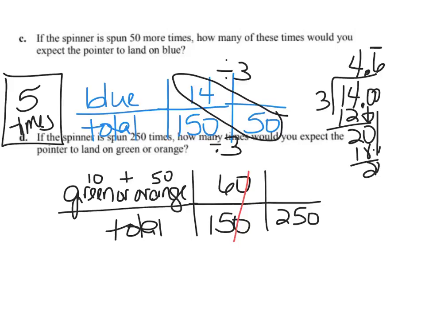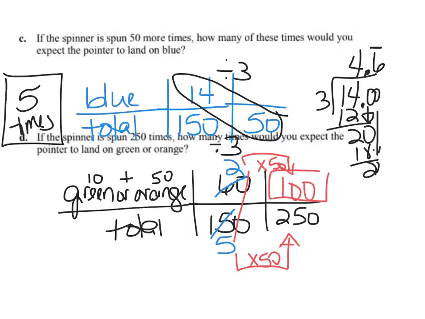Now we have 6 over 15. I could still make it smaller, right? I could still simplify it. So we could divide it by what in this case? By 3. So if I divide this by 3, this becomes 2. If I divide this by 3, it becomes 5. So now can I find a scale factor? Yeah, by 50. So 5 times 50 is 250. And 2 times 50 gives you 100.